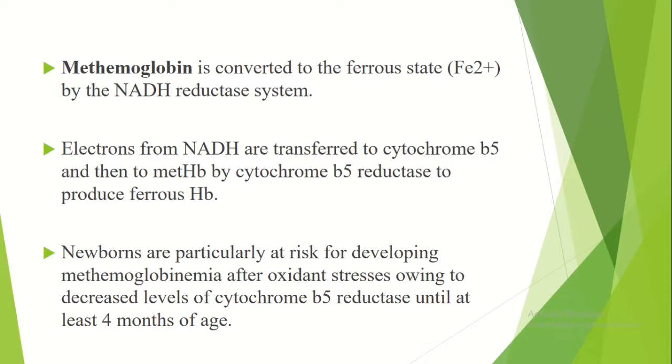Newborns are particularly at risk for developing methemoglobinemia after oxidant stresses. Why? Because they have decreased levels of cytochrome B5 reductase, the enzyme that is responsible for transferring electrons from cytochrome B5 to methemoglobin to reduce it into the ferrous ion. And this can be seen until at least 4 months of age.